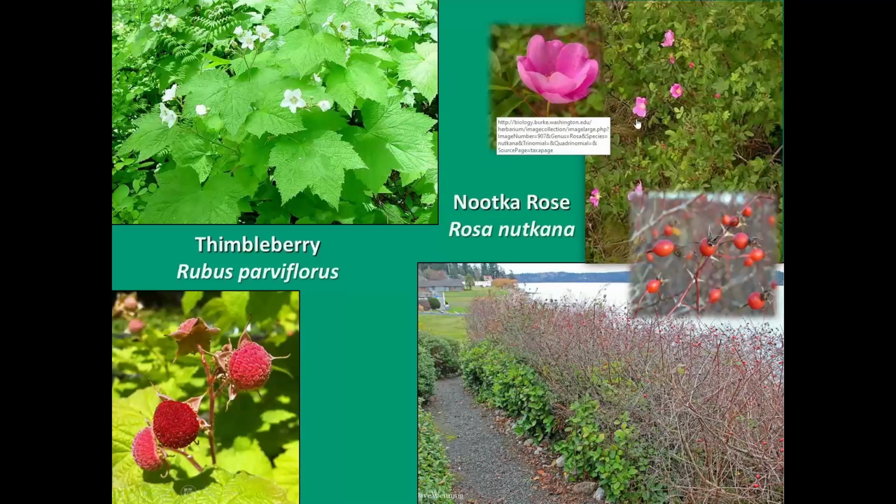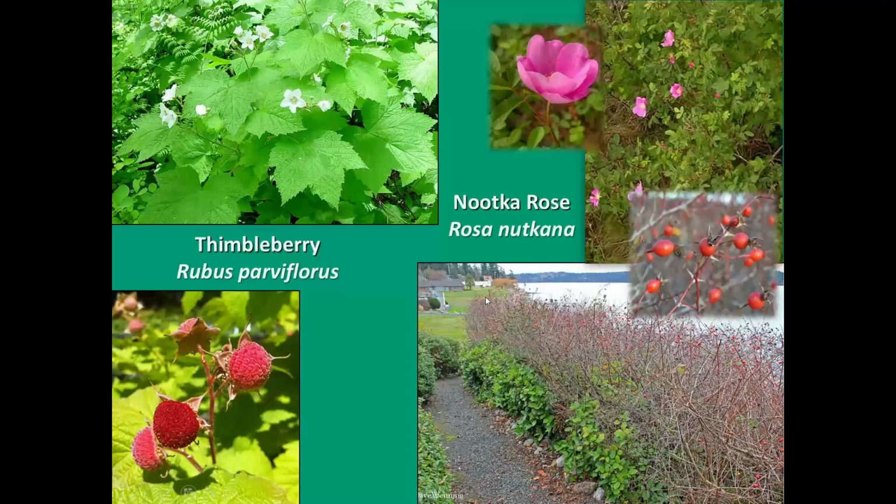Over here on the right-hand side, we have Nootka rose. This is one that we commonly find being used in hedgerows, as we can see here in this picture. This looks like it must be slough sedge and Nootka rose together. And the great thing about Nootka rose is it has these beautiful rose hips that persist into the winter. So it gives that great red color that you'll be able to see throughout the winter.